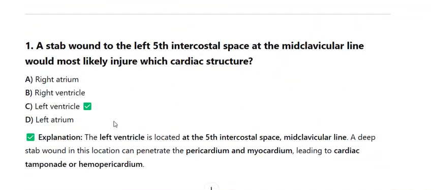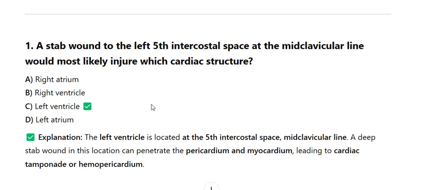1. A stab wound to the left fifth intercostal space at the midclavicular line would most likely injure which cardiac structure? A. Right atrium. B. Right ventricle. C. Left ventricle. D. Left atrium. Explanation: the left ventricle is located at the fifth intercostal space, midclavicular line. A deep stab wound in this location can penetrate the pericardium and myocardium, leading to cardiac tamponade or hemopericardium.